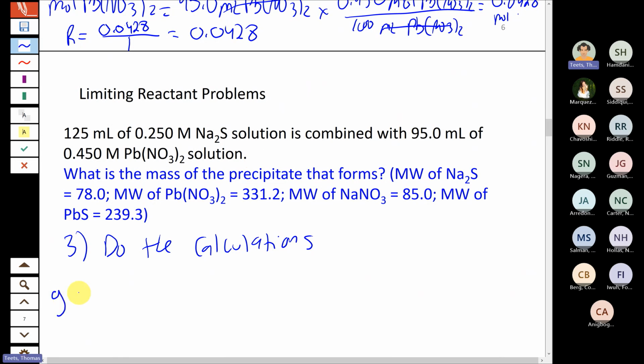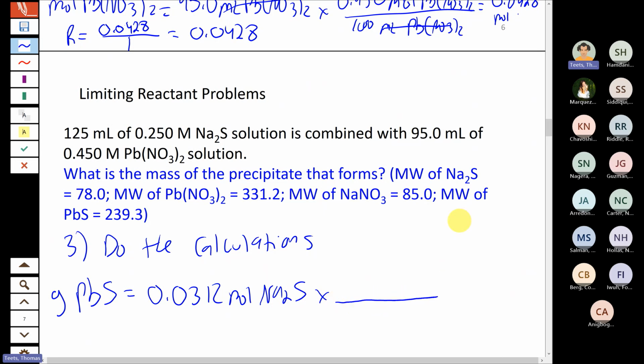So we're looking for the mass of precipitate, which is lead sulfide in this case. Sodium sulfide is our limiting reactant. So we have 0.0312 moles of sodium sulfide. We just calculated that previously. We don't have to recalculate it. We just start with that number. And then we're going to use coefficients now to convert that into moles of the precipitate lead sulfide.